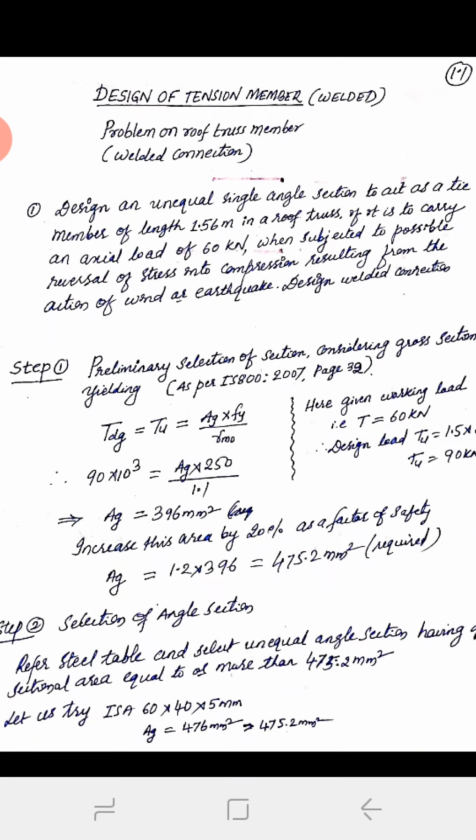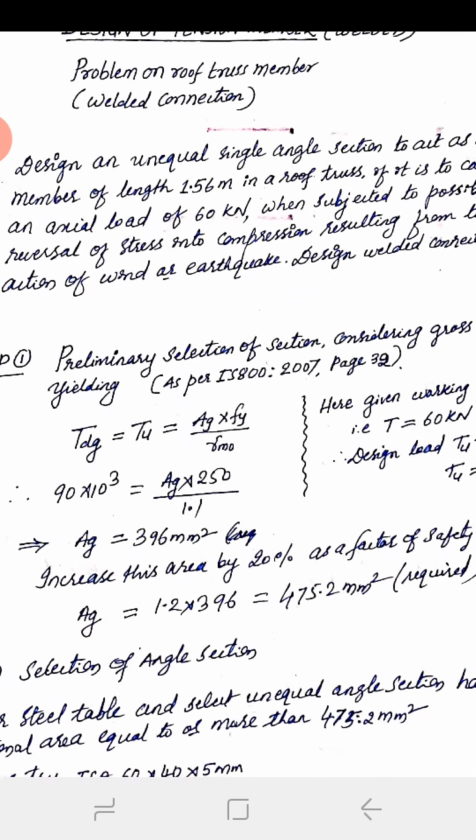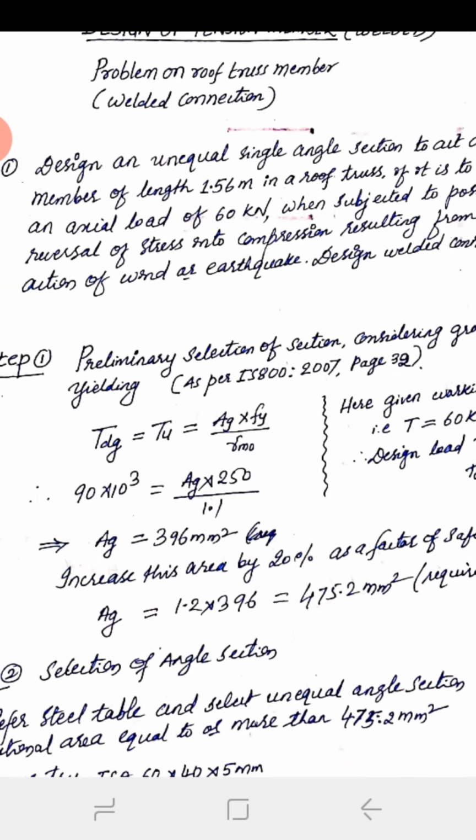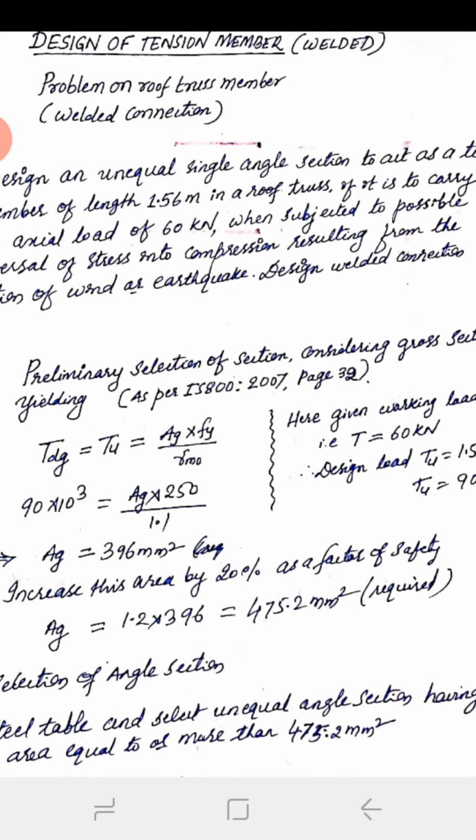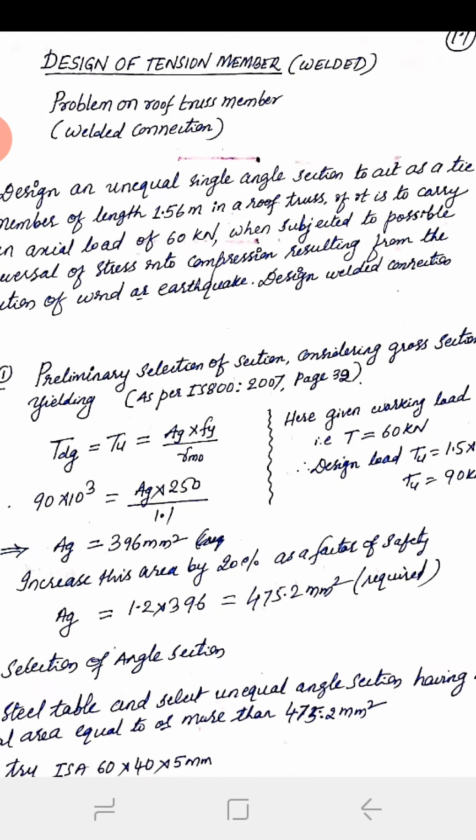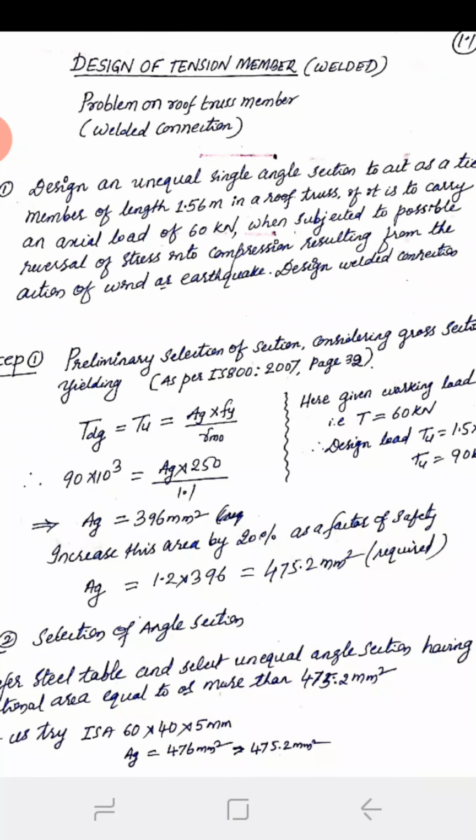The design problem is given as: design an unequal single angle section to act as a tie member of length 1.56 meter in a roof truss if it is to carry an axial load of 60 kN. When subjected to possible reversal of stress into compression resulting from the action of wind or earthquake, design a welded connection.